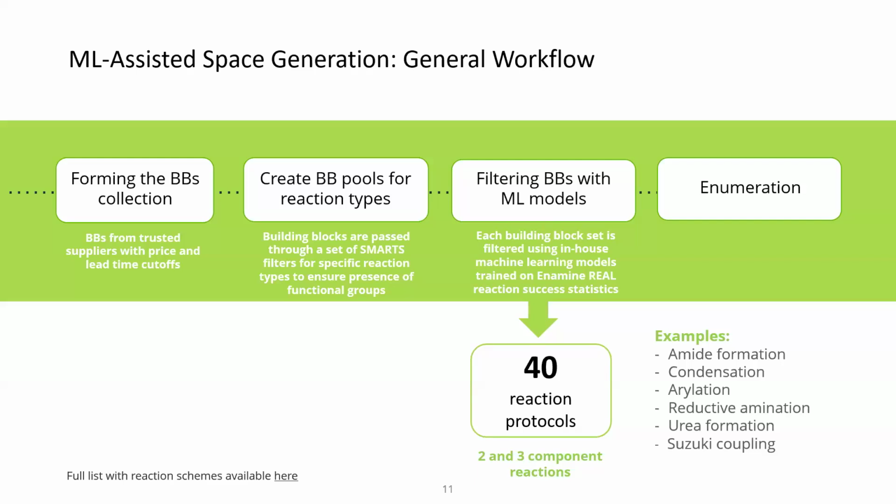Then we created the building block pools by type using the SMARTS patterns that we created for every single reagent in every single reaction protocol. And then we filtered them with the ML models. Currently, this workflow supports 40 different reaction protocols, which is 29 distinct chemical reactions, and it includes 2 and 3 component reactions. The link doesn't work here, but the slides are in Discord. So if you would like to see the full list with schemes, you can just go there and check it if you'd like.